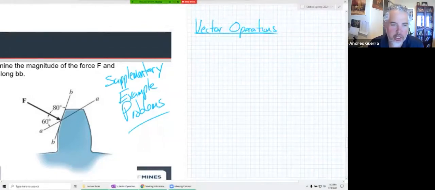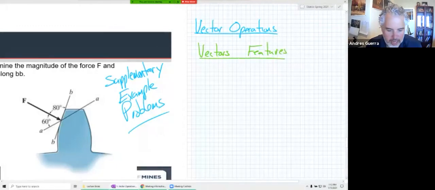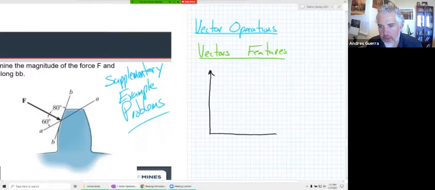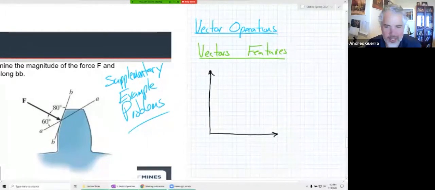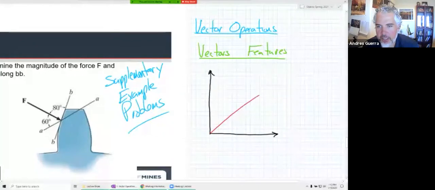And so let's start here with the vector features. That was our first learning objective, to be able to draw and label all the features of a vector. If we have a vertical axis here and a horizontal axis right here, I'm not even going to label them X and Y. I'm just going to say it's a horizontal axis and a vertical axis. And then let's say we have a vector, and we'll do this as a force vector. For me in class, most of the time, this is how I do my force vectors.